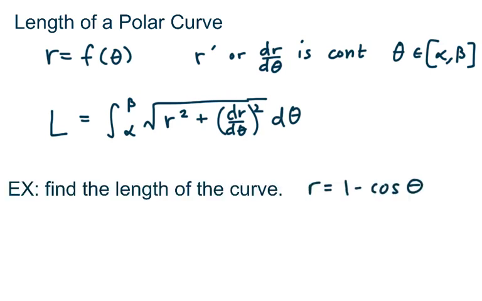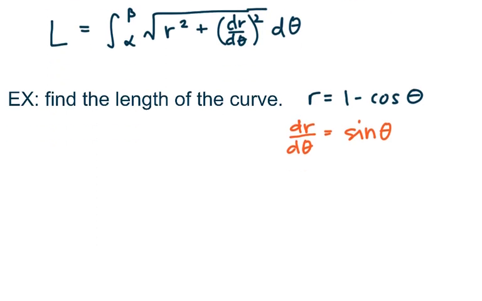So let's find the length of the curve r equals 1 minus cosine theta. And this is going to be the length of that entire cardioid curve region. So in order to use our formula, we need our derivative first. dr/d theta, the derivative of 1 is 0. The derivative of cosine is negative sine, so we end up with a positive sine theta here.